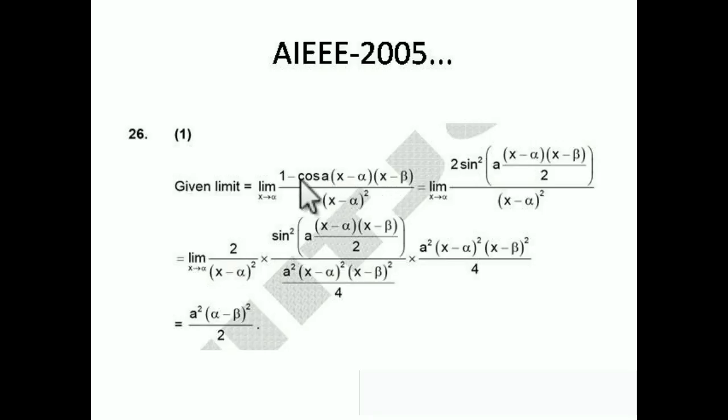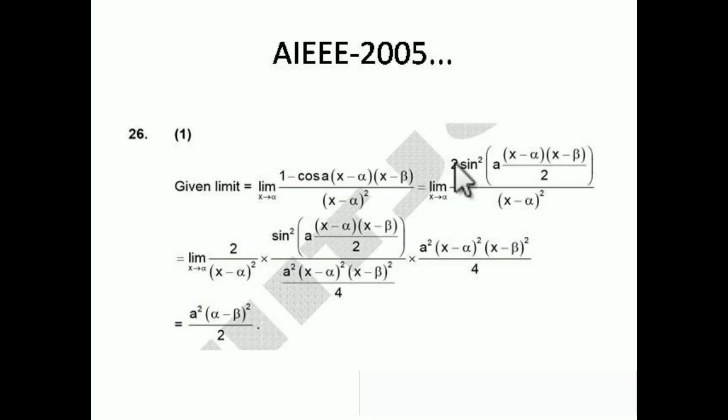Now we all know that the formula of 1 minus cos theta is equal to 2 sin square theta by 2. So I just write down 2 sin square of a into x minus alpha into x minus beta by 2, upon x minus alpha whole square. Now for application of the formula of the limit as x tends to alpha of sine square theta upon theta square, whatever this whole theta is, the theta in numerator and denominator must be the same.